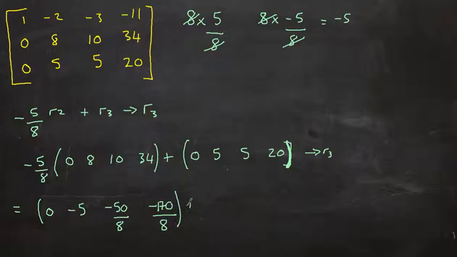And now we're adding 0, 5, 5, 20 to that. I'm going to shove it in R3. But how do you add minus 5/8 to 5? How do you add minus 17/8 to 20?